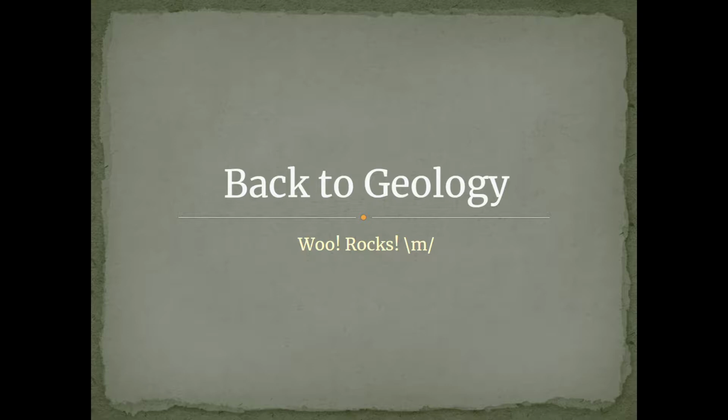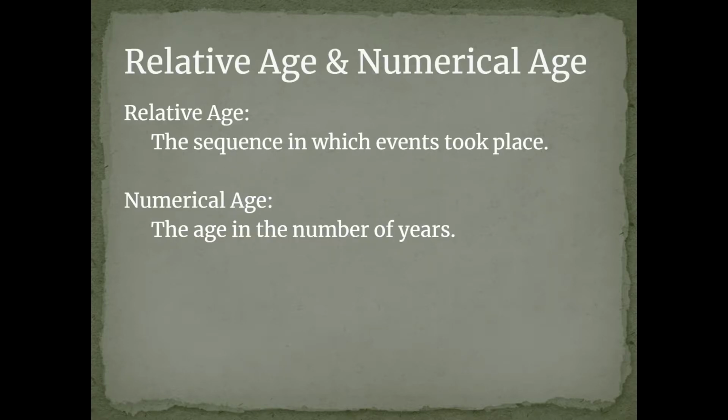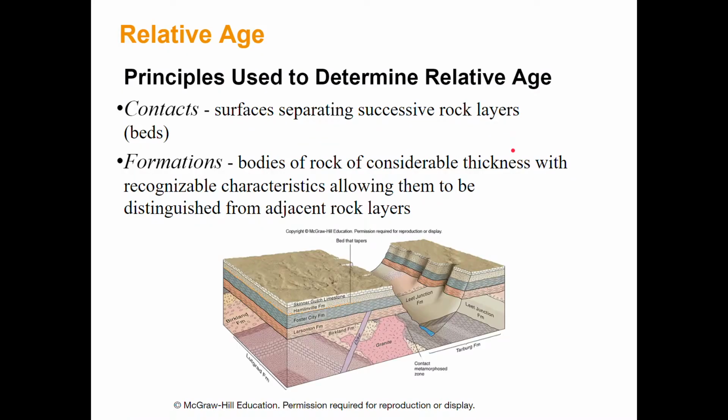But let's get back to the geologic part. Like I mentioned before, we have two different ways to look at the age of rocks. We have relative age and numerical age. Numerical age is putting a number on it. Relative age is basically just saying, oh, this is older than that, this is younger than that. So let's talk about relative age.